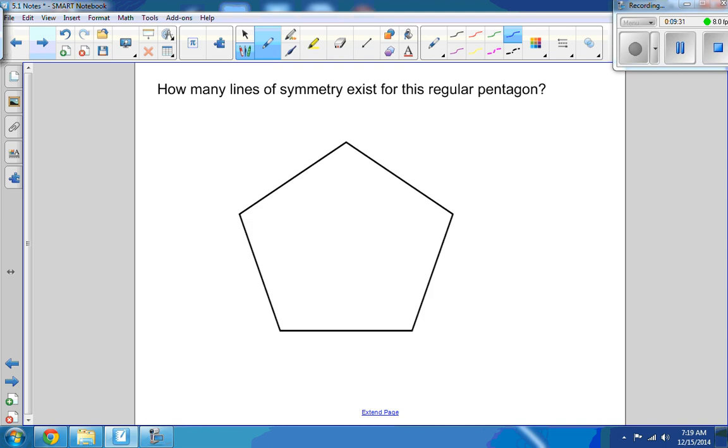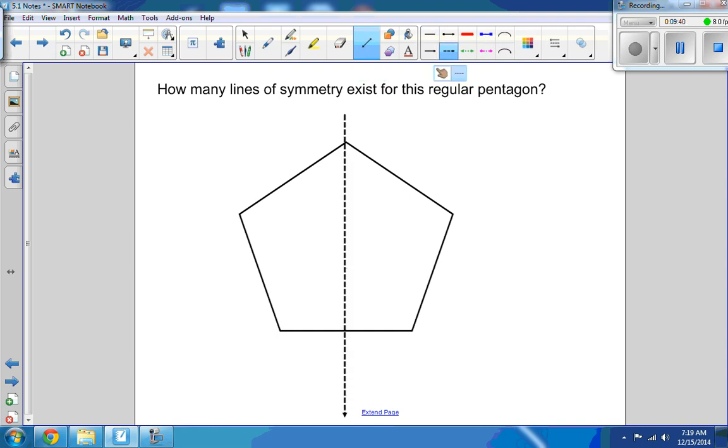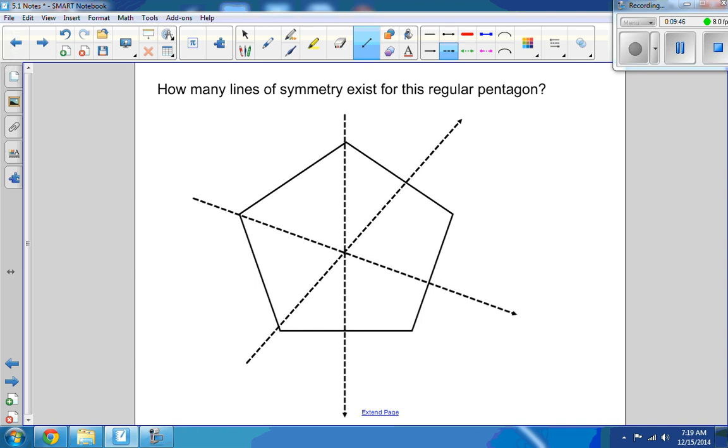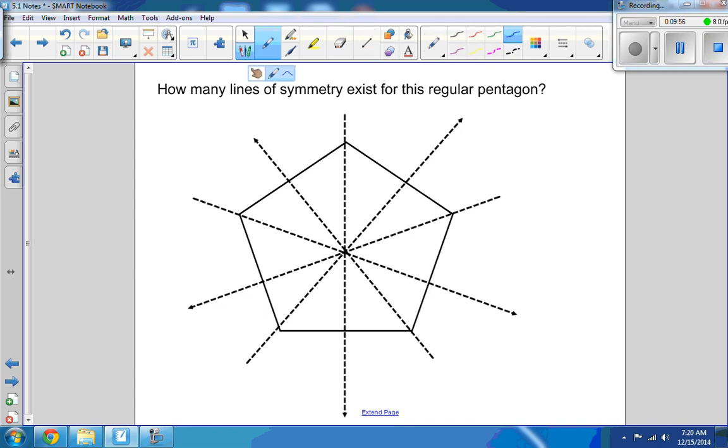So how many lines of symmetry exist for this regular pentagon? Well, let's find out. I can fold it here, here, here, here, and here. That's 5 lines. So every regular polygon has lines of symmetry equal to the number of sides. Remember, regular polygon means all sides and all angles are congruent. So I said this is a regular pentagon, thus 5 lines of symmetry.